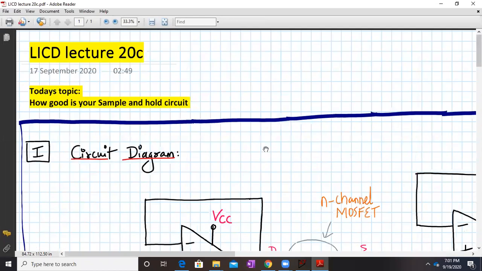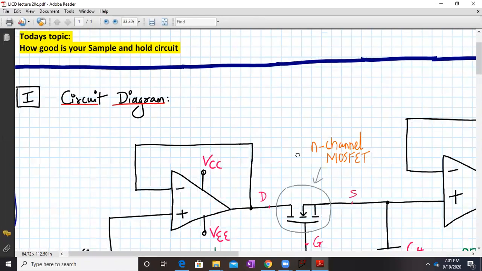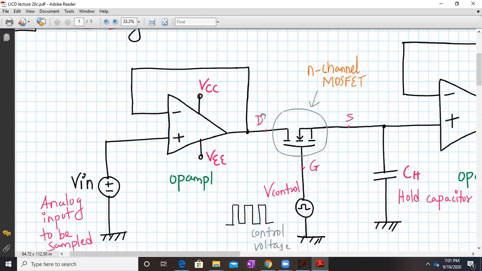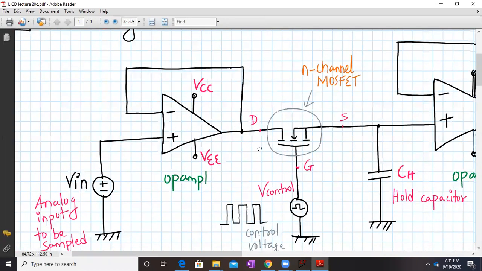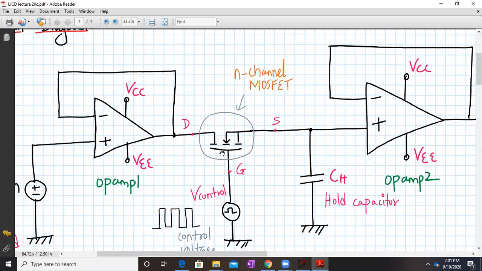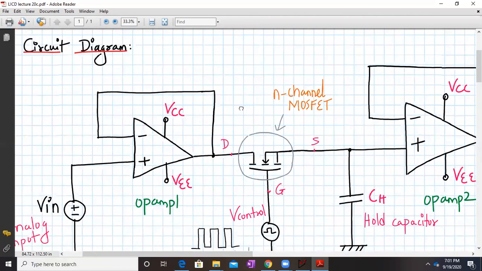So basically, how good a sample and hold circuit is depends upon how good your MOSFET is and how good your hold capacitor is. These are some parametric metrics. Also, the op-amp should have a pretty good slew rate, so that you have indirectly a faster op-amp. That will help you out in the process of sample and hold. I think that's it.